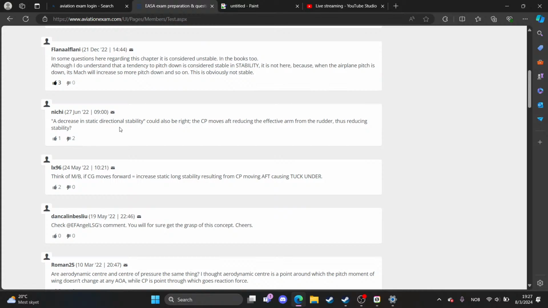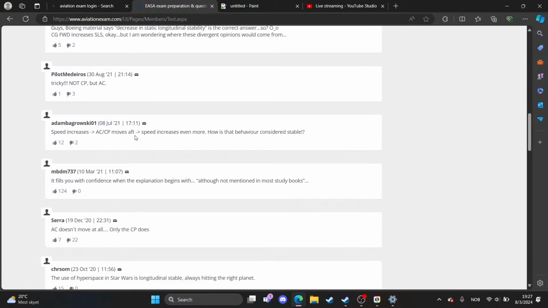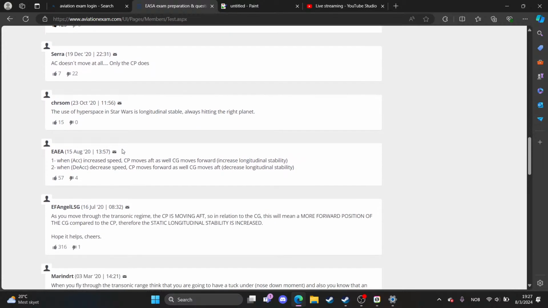Increase in static directional stability. CP moves aft, reducing the effective arm of the rudder. Thus, no. This sounds good. It fills you with confidence when the explanation begins with, although not mentioned in most study books. Yeah, that's good.